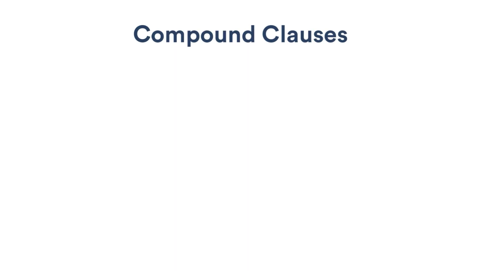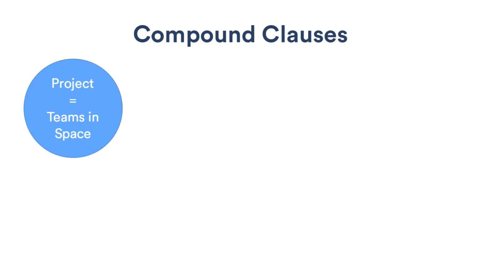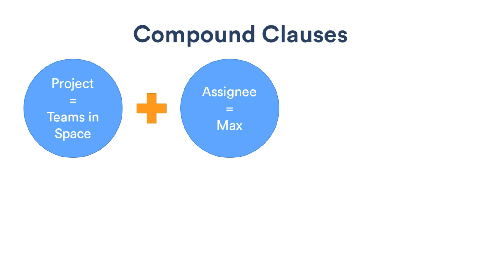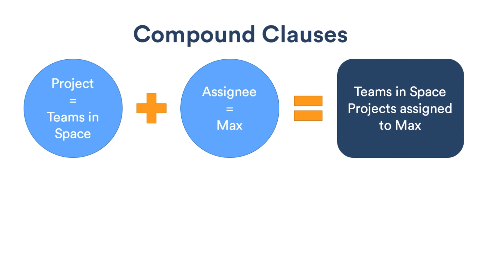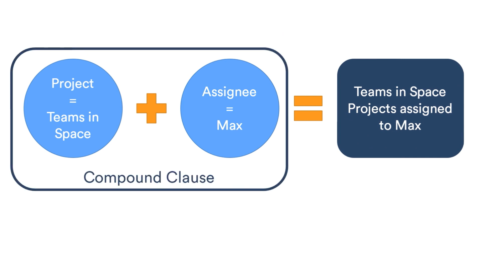So to find what you want, you're effectively creating two queries, one that looks for issues in a specific project, and one that looks for issues with a specific assignee. The issues that are in the results of both searches are the answer to your question. In Jira, this is known as a compound clause.